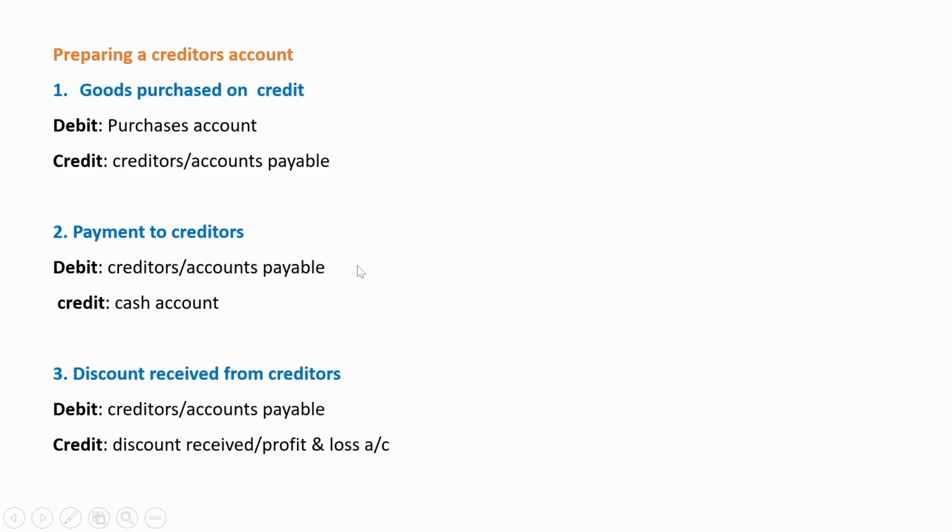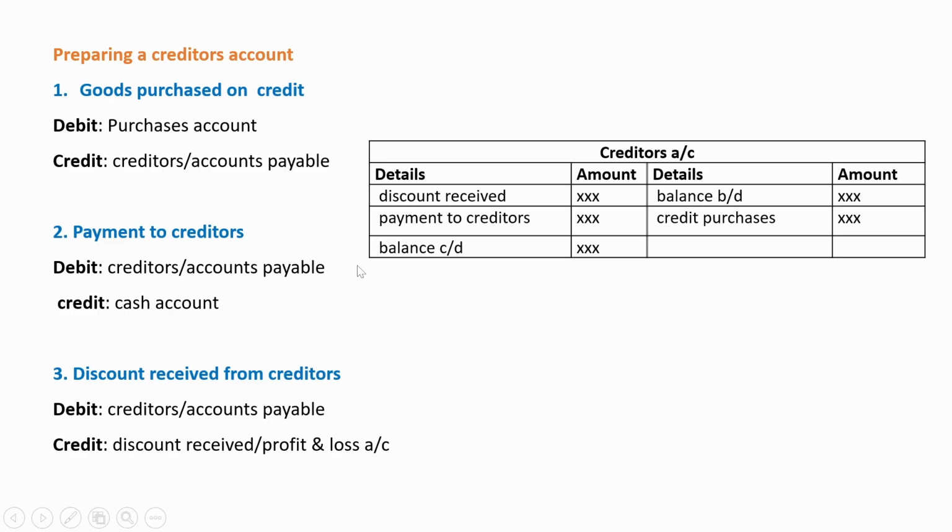So let us now see the account itself. This is the format for the creditors account. Increase in creditors, we always credit. Decrease in creditors, we always debit. So you are supposed to start with the balance at the year beginning, that is called the balance brought down. Then you add the credit purchases, all credit purchases made during the year.